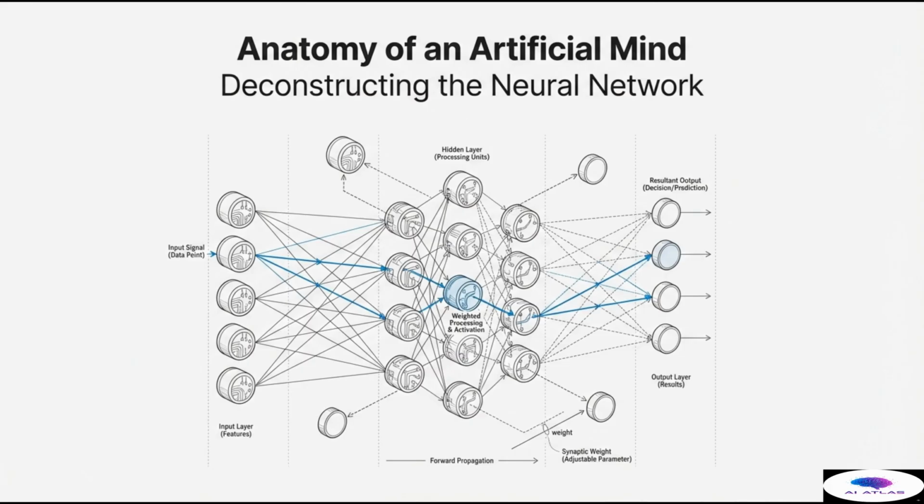Information moves sequentially from left to right through this structure, a process called forward propagation. This flow eventually reaches the output layer, which produces the resultant output or decision prediction. If the network is classifying images, the output might tell us whether the input was a cat or a dog. Understanding the role of the input, the flow of the weights, and the function of the processing units is essential to grasping how an artificial mind learns to interpret the world. This entire mechanism, while complex in scale, is built from the simplest computational components we will explore next.